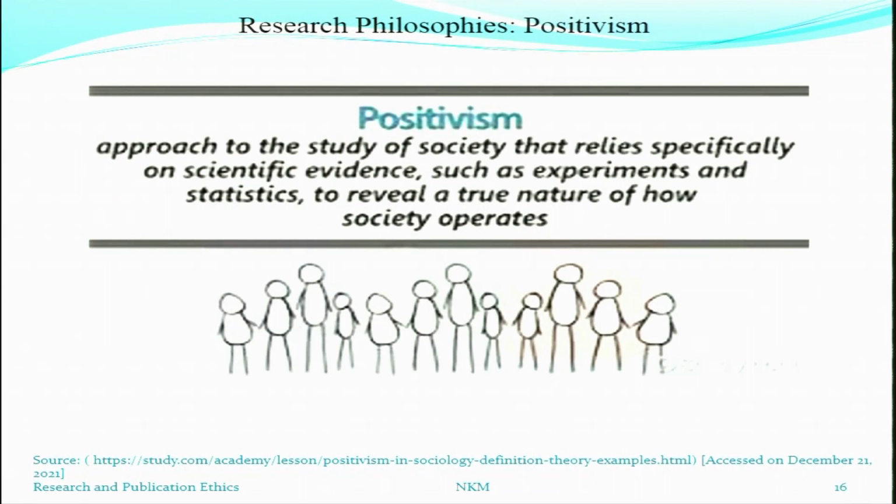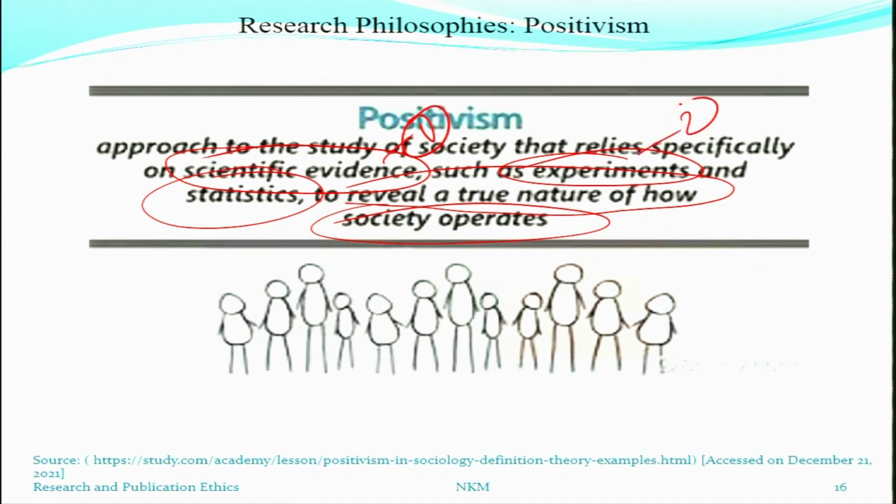Let's try to understand further what positivism is. Positivism is an approach to the study of society that relies significantly on scientific evidence. The important thing here is scientific evidence, scientific methods such as experiments, and then we also analyze through calculation and statistics to reveal the true nature of how society operates. So here we find three important phrases: scientific evidence, experiments, and calculation statistics, leading to the understanding of social realities.